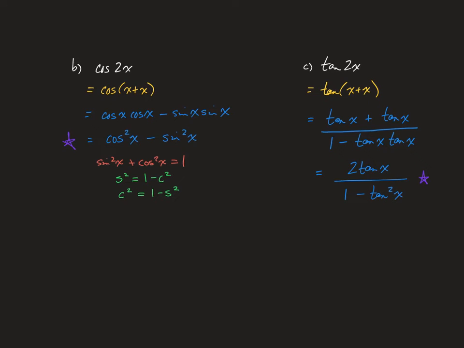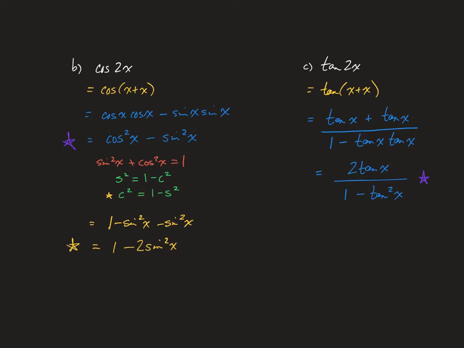So that means I want to get rid of my cos. Well, to get rid of cos, I know that cos squared is equal to 1 minus sine squared. And so I could replace that with 1 minus sine squared. And I could then simplify that to 1 minus 2 sine squared x. This is another version of your cos double angle identity.